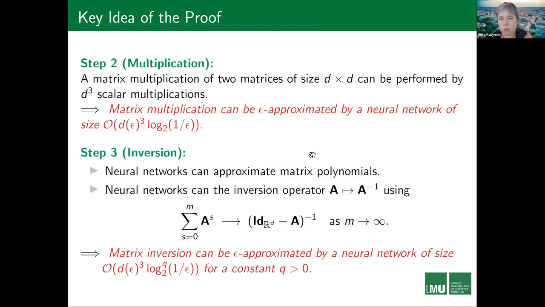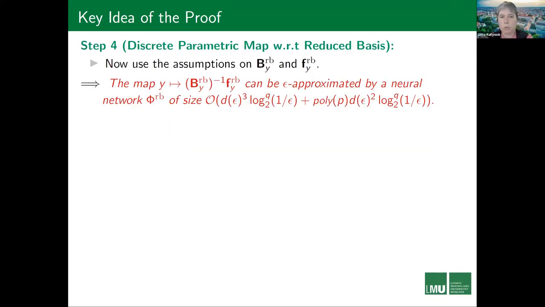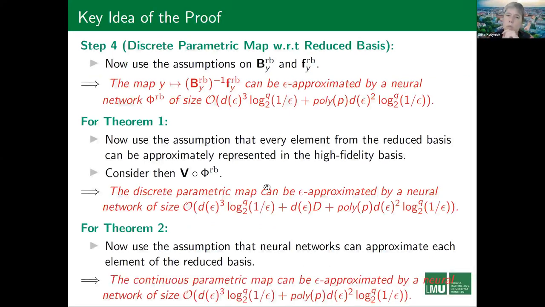Then you need to do inversion, so you need to be able to invert matrices. This you do by a von Neumann series. Because you can do multiplication, you can approximate all of those, and then you can use that this converges to the inverse. Using those ideas, you can then show that matrix inversion can be approximated by neural networks of this size. And then you can get to the two results, where you now use the assumptions that neural networks can approximate this stiffness matrix in a, let's say, nice way, and also the right-hand side.